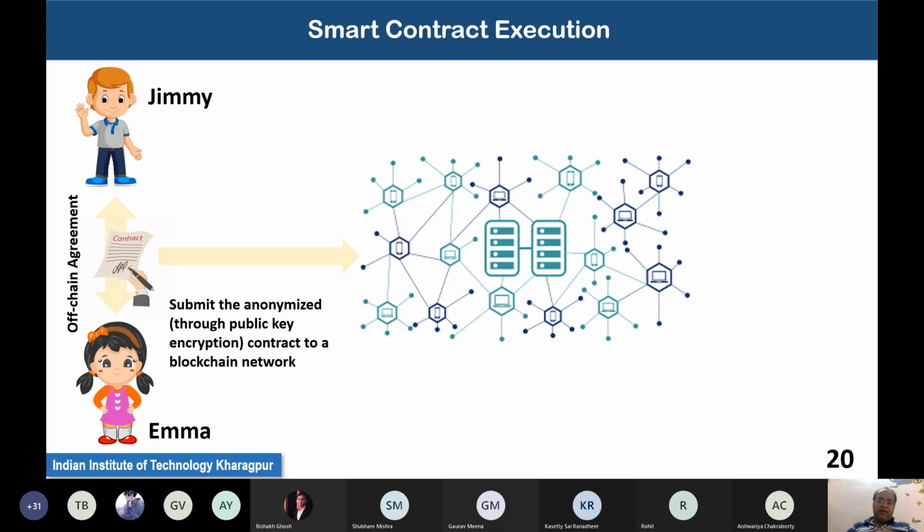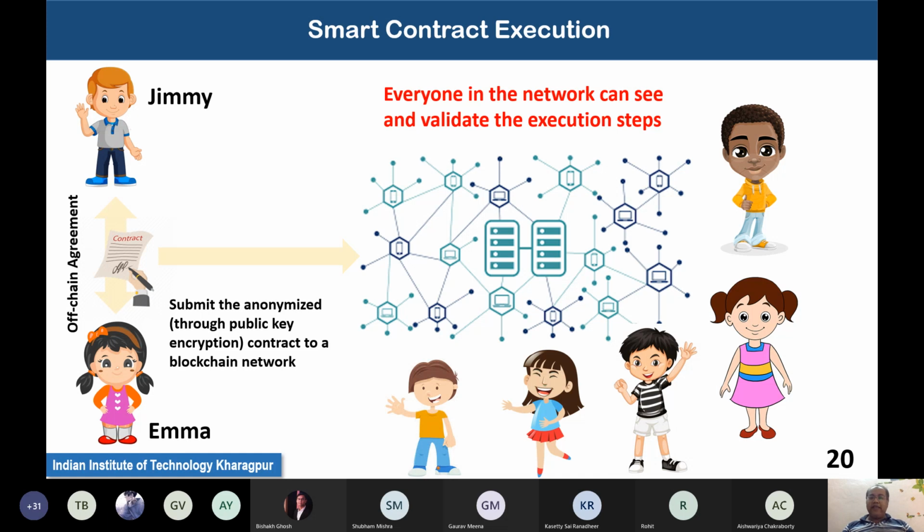Whenever someone is submitting the contract or the agreement on top of blockchain, they are not using their public names. Rather, they are using their public key, which is anonymized. So the world will not be able to understand who has actually submitted the contract. Remember that the property of the public key is that it belongs to a particular person, but a particular person can hold more than one public key. So you can know the public key of a person, but just by knowing the public key, you cannot identify who the corresponding person is. That way the contract or the agreement being submitted to the blockchain network remains anonymized. And then everyone in the network can see and validate the execution step of that contract. So that way it is helping the automated execution of the contract in a decentralized environment.